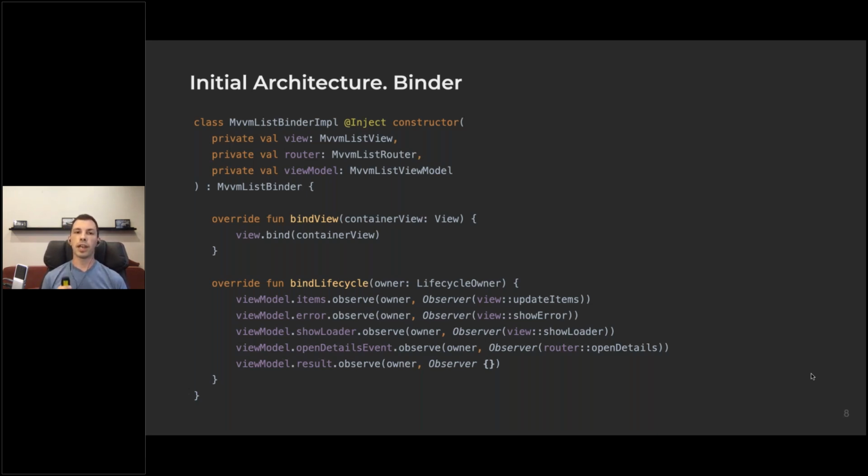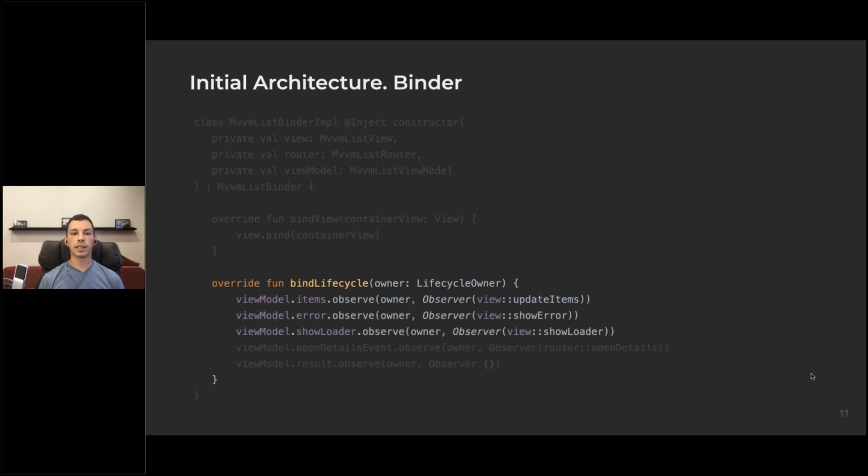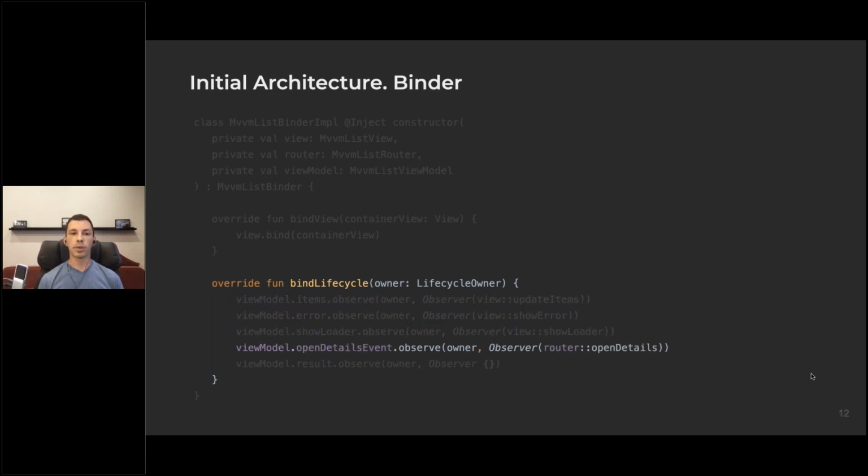And let's see what we have here. First of all, we have a bind method where we bind the Android view to our view class. This can be the root view of your activity or fragment, or some container view of some part of the screen. Then we bind the lifecycle. Basically, we bind LiveData and receive values from LiveData from our view model and set values to our view class. The same we do for router events. We receive events by using LiveData exposed by the view model, and tell the router to do some navigation.